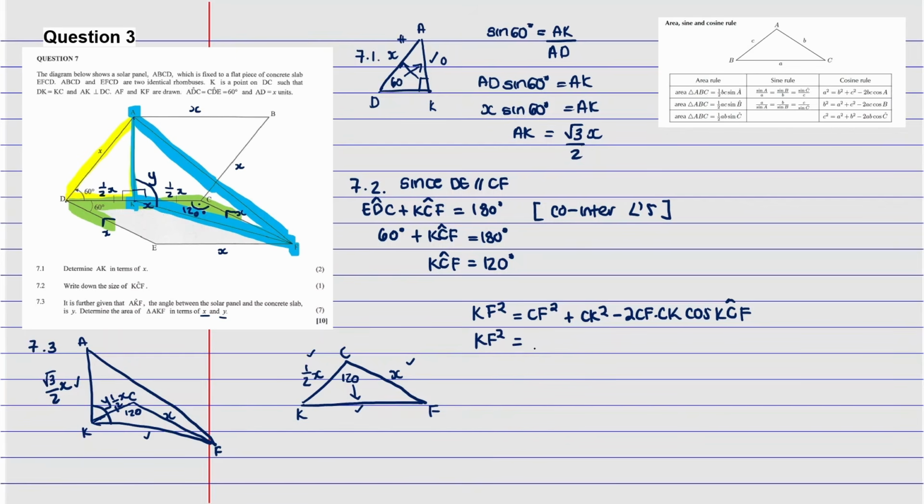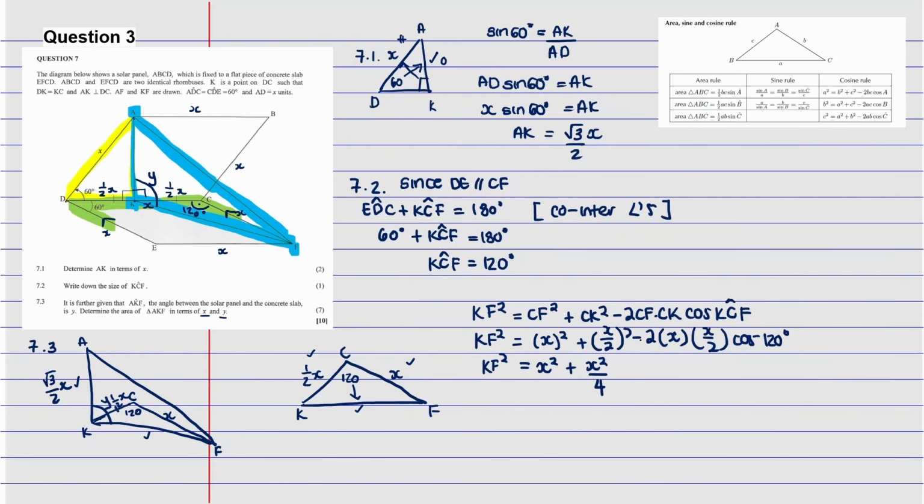This one is going to be X squared, right? And this is going to be X divided by 2 all squared, right? And this is going to be minus 2, then X, and X divided by 2, and this is going to be cos 120 degrees, right? So now with that said, KF squared is X squared, and this is going to be X squared divided by 4.